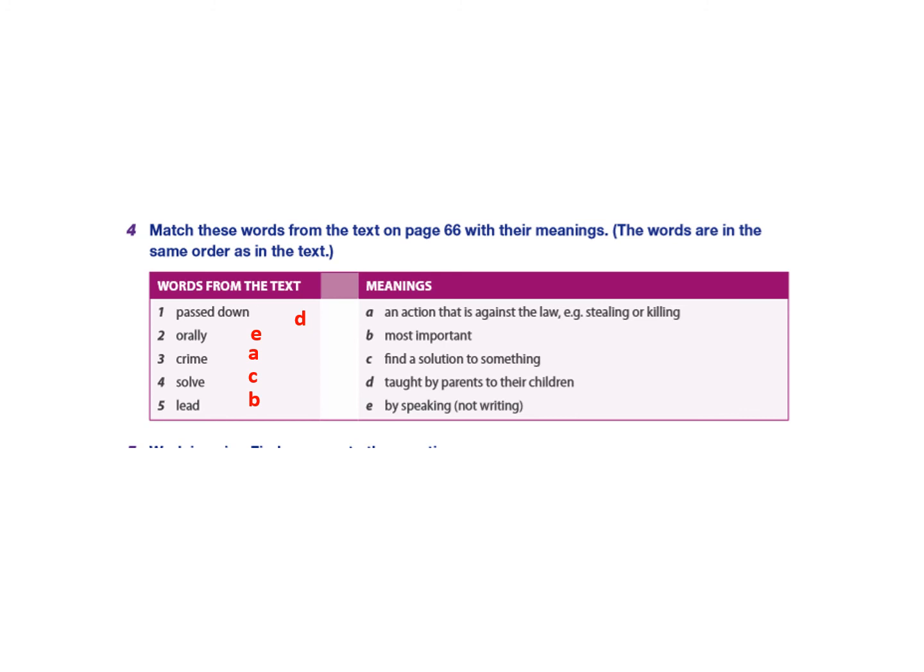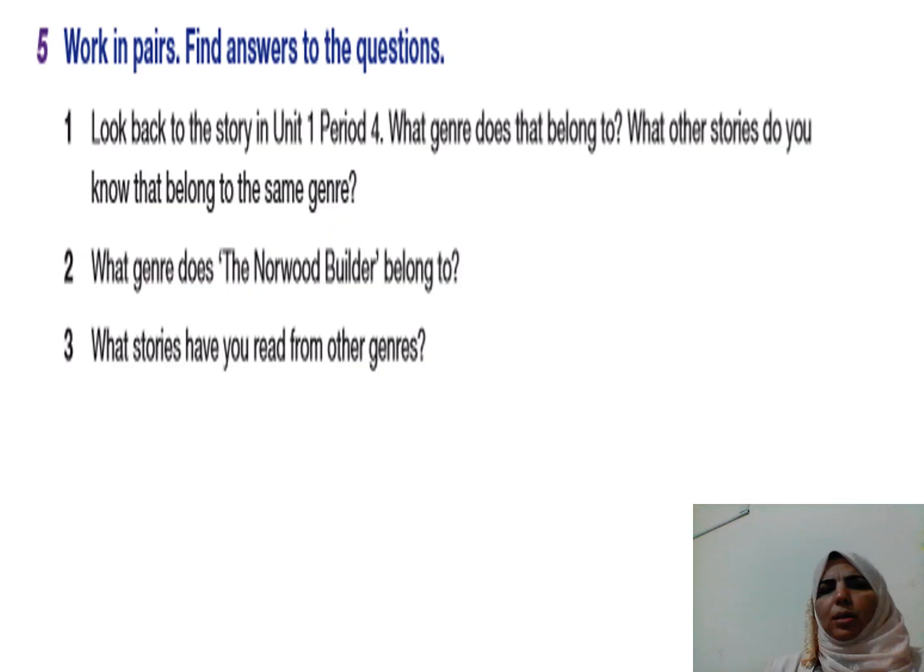Okay, now we will go to the last. Okay, my student, now we will go to the last exercise in our lesson, exercise 5. Work in pairs, find answers to the questions. Now I will read the questions for you and you will try to find the answers for them. Question number 1. Look back to the story in Unit 1, Period 4. By the way, it's page 9.